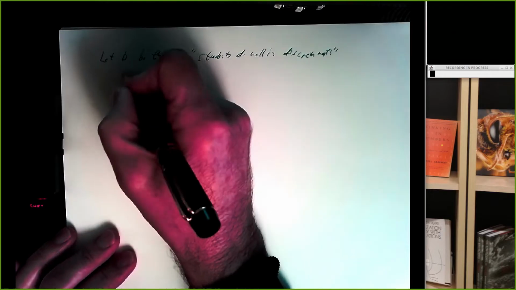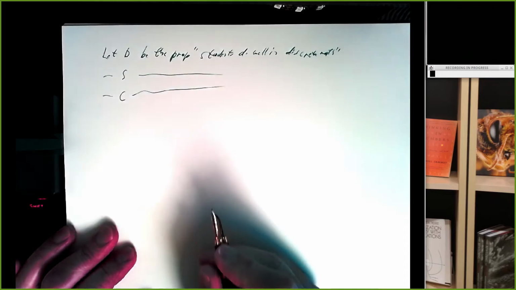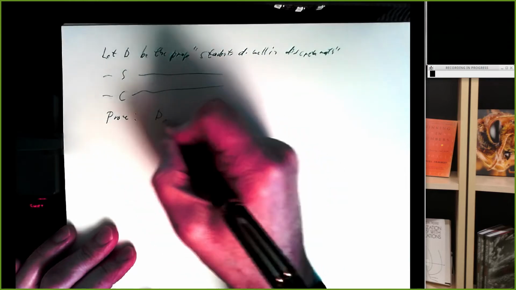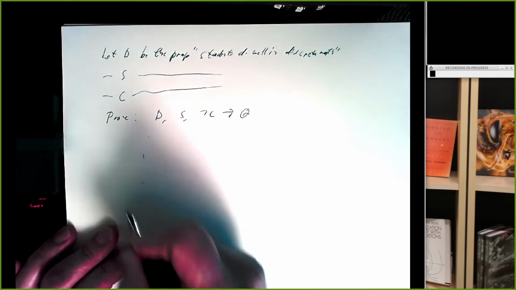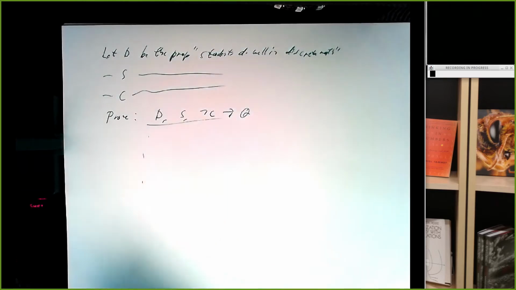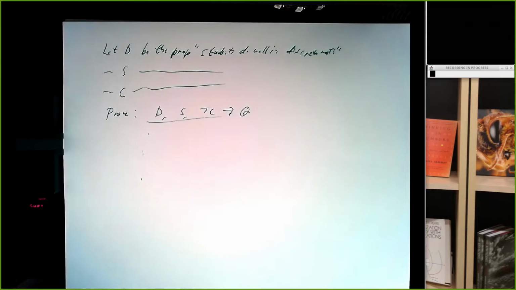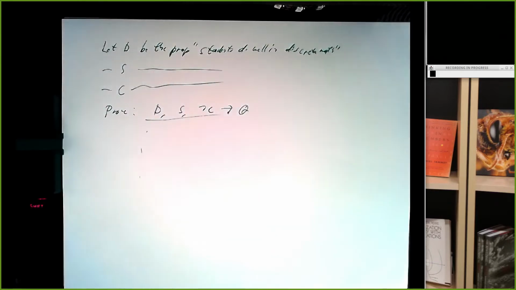And so I would do all of those. Let S be the proposition, let C be the proposition, and so on. And then I might restate the problem. Prove D, comma, S, not C implies Q or something like that. And then go ahead and do your proof using these things. So first I would change it from the word problem, for this, for that, therefore this, right? Use these definitions and rewrite it into something more symbolic. But I'm not super concerned about if you put the word proof up here or down there or something like that.